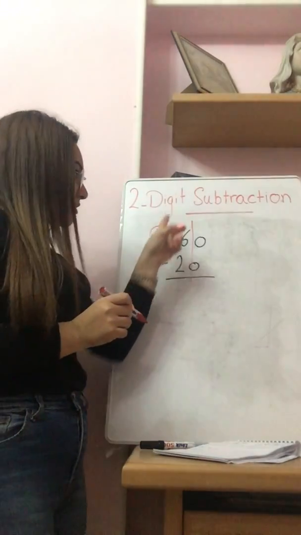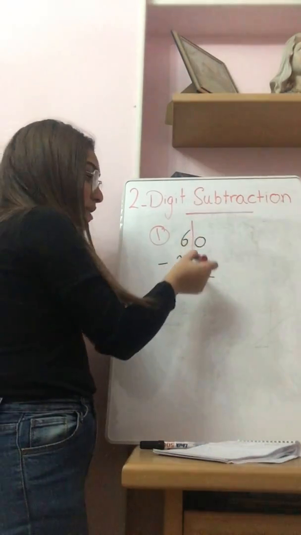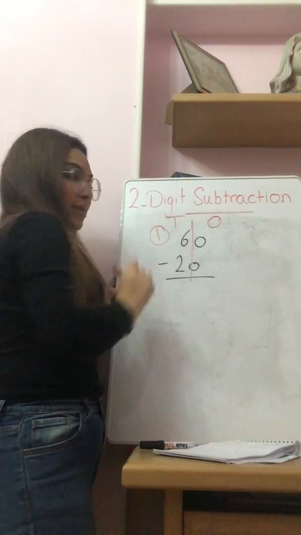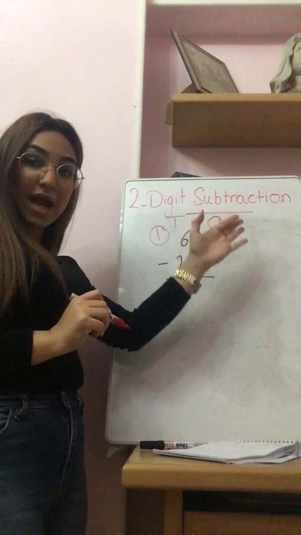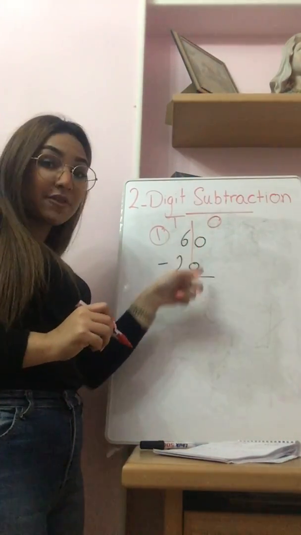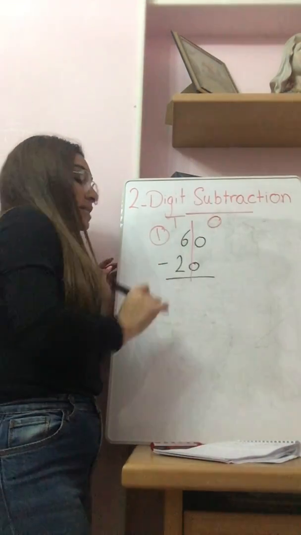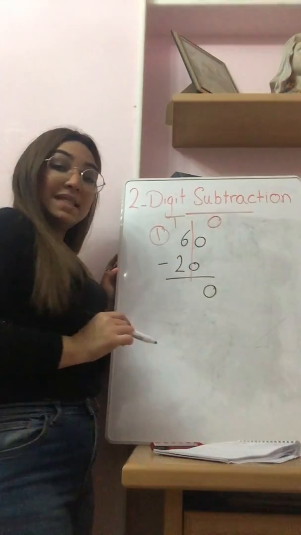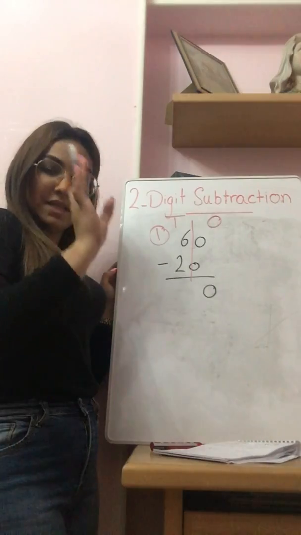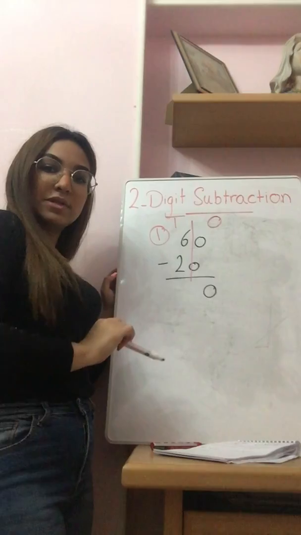First of all, in adding a two-digit number with a two-digit number, I said that we have to add the ones together and the tens together. This is the ones place and this is the tens place. In subtraction, we will also do the same. We are going to subtract the ones together and the tens together. 0 minus 0 is equal to 0, because it's the same as adding 0 plus 0 is equal to 0. Also in subtraction, 0 minus 0 is also 0.